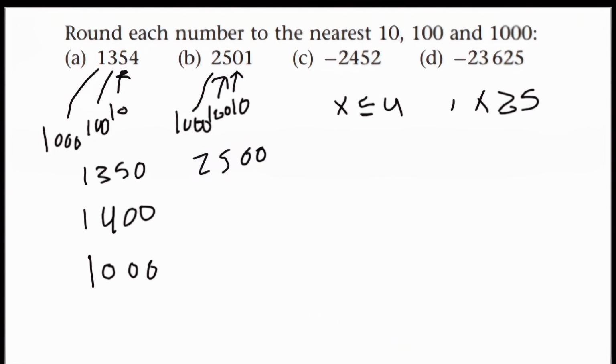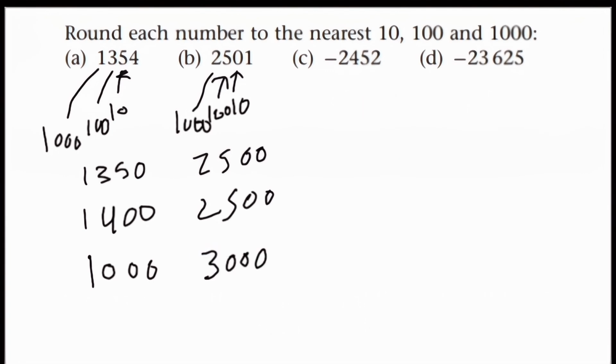Which number is in the 100 place? 5. Which number is before it? 0. 0 is less than or equal to 4, or 0 is more than or equal to 5. 0 is less than or equal to 4. So it will be 2500. Round to the nearest 1000. Which number is in the 1000 place? 2. Which number is before it? 5. 5 is more than or equal to 5. So it will be 3000.